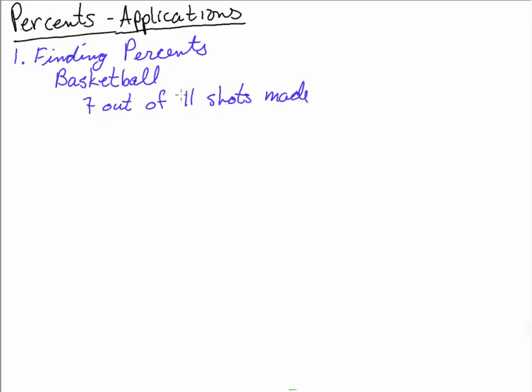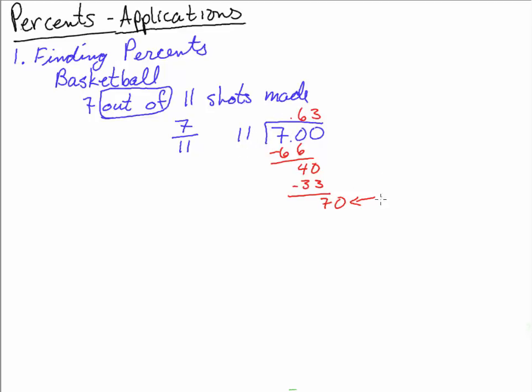Some guy makes 7 out of 11 shots, and the question is, what percentage is he shooting? So we write 7 out of 11. Notice out of becomes division, just like a quiz score, 7 out of 11, and we do the division. You may have a calculator or you may be restricted to this kind of a problem, so I'll do it quickly here. And when we get down to this point, we get it repeating. And if it repeats, it's going to be 0.6363.